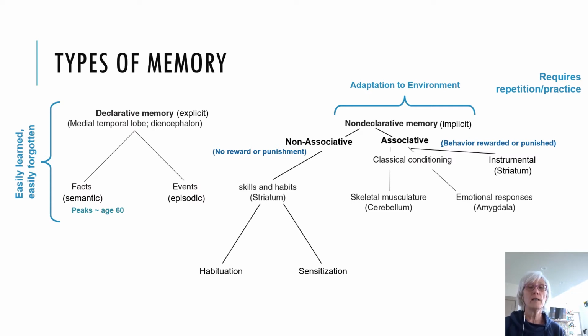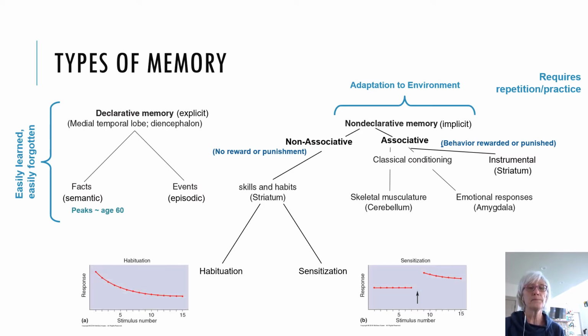Non-associative learning is learning where there is no inherent reward or punishment. So this does not mean that you don't derive self-satisfaction, but there's no food or there's no electric shock. These are referred to as skills or habits. And there are two general types of non-associative learning. They include habituation and sensitization.